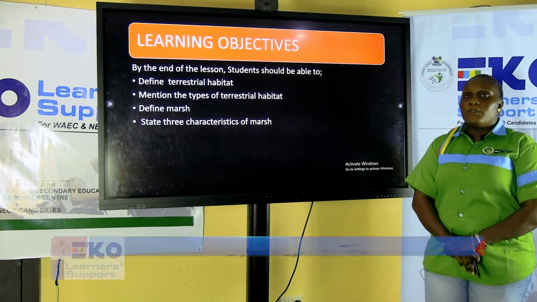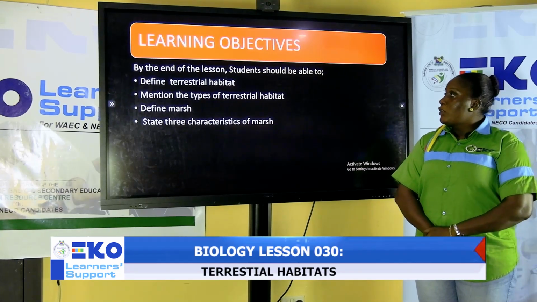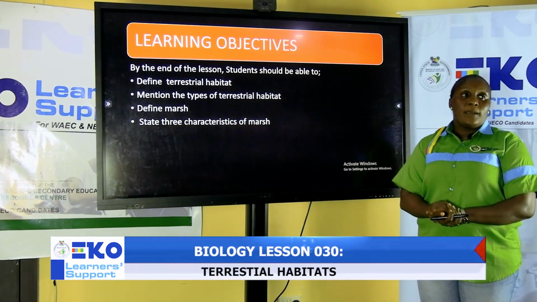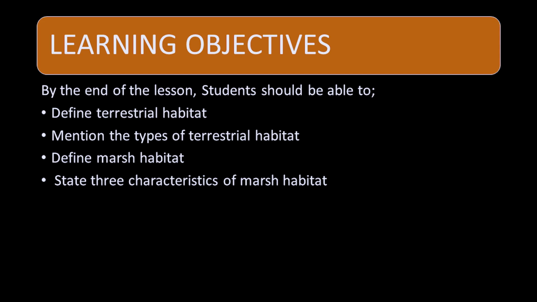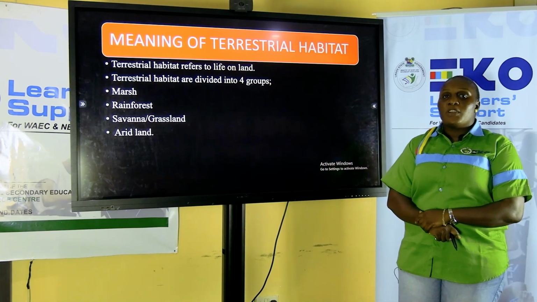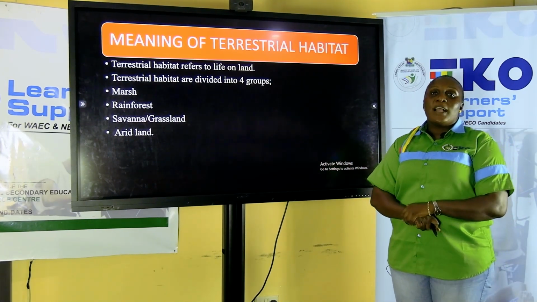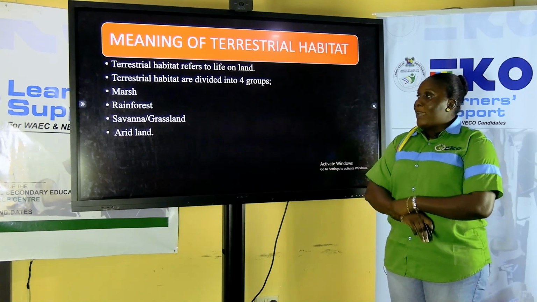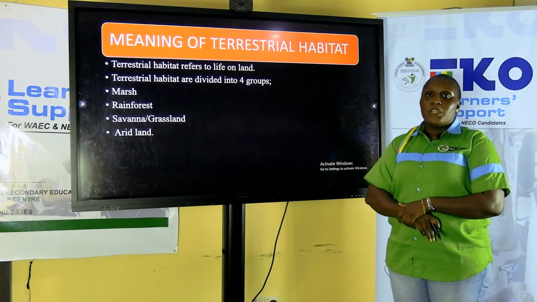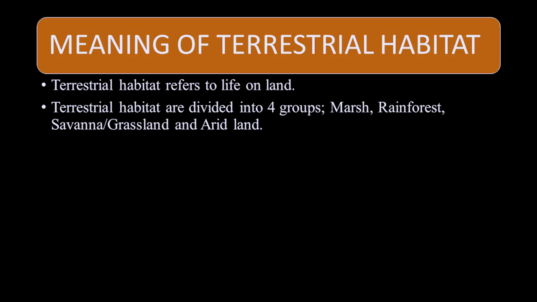By the end of today's lesson, students should be able to define terrestrial habitats, mention the types of terrestrial habitat, define marsh, and state 3 characteristics of marsh. So, what is terrestrial habitat? Terrestrial habitat refers to life on land, and it is grouped into 4, which are marsh, rainforest, savanna or grassland, and we also have arid land.